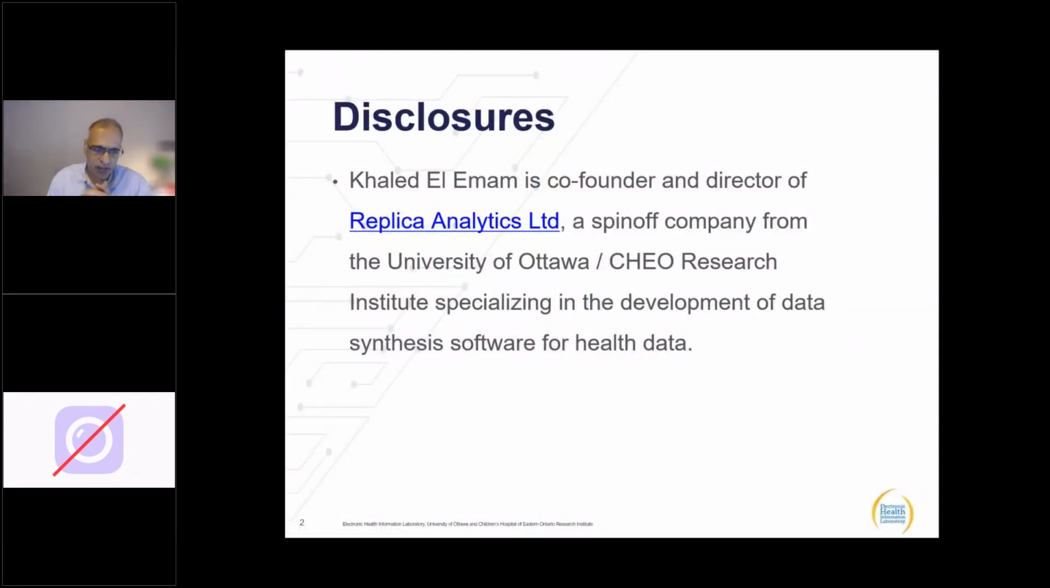First of all, just a disclosure. At this point, I run a company called Replica Analytics, and we build synthetic data generation software, and the company is a spin-off from the university. A lot of our research ends up being implemented in software that Replica Analytics develops.